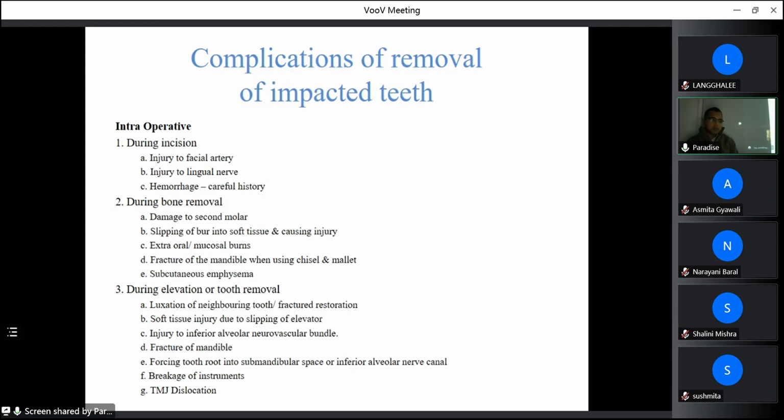Also, the patient may have been taking either aspirin or clopidogrel. In such cases, you have to do a medical consultation and stop the drugs 7 days before. Then you have to proceed with the surgery. Once the surgery is completed, you have to restart those blood thinners.